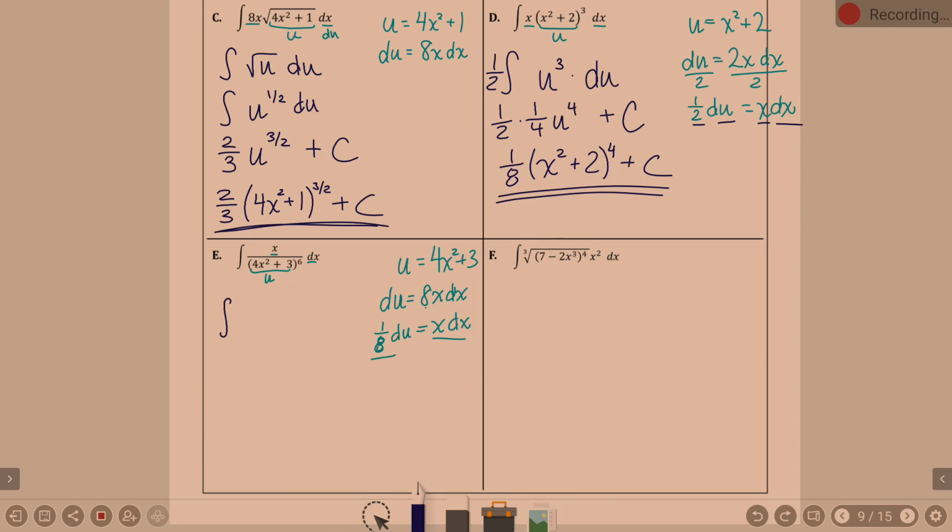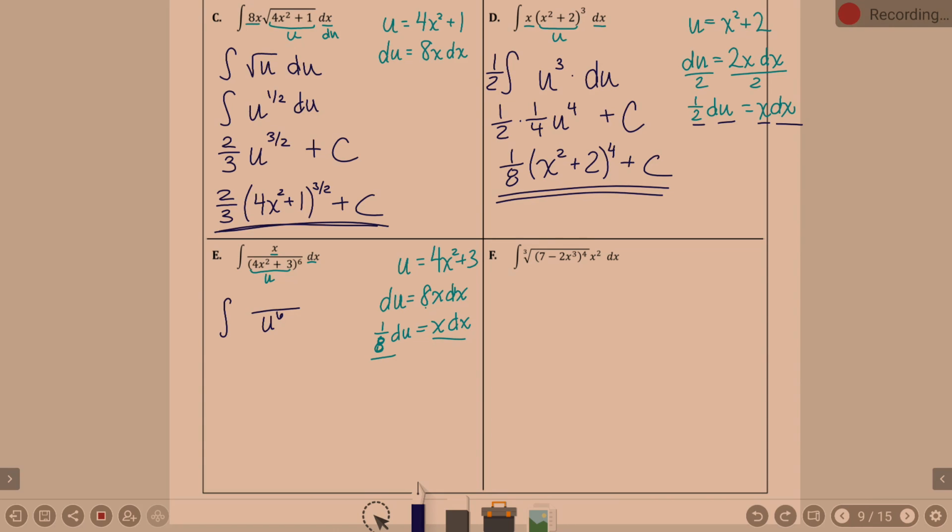So, the integral of 4x squared plus 3 to the 6th. How are you rewriting this? U to the 6th. Du. 1 over u to the 6th? Not how I was going to do it, but I'll do it. Okay, 1 over u to the 6th. U to the negative 6. Hold on. Let me do it this time. Are we good with u to the 6th in the denominator there? Yeah. Okay, so that takes care of the denominator.